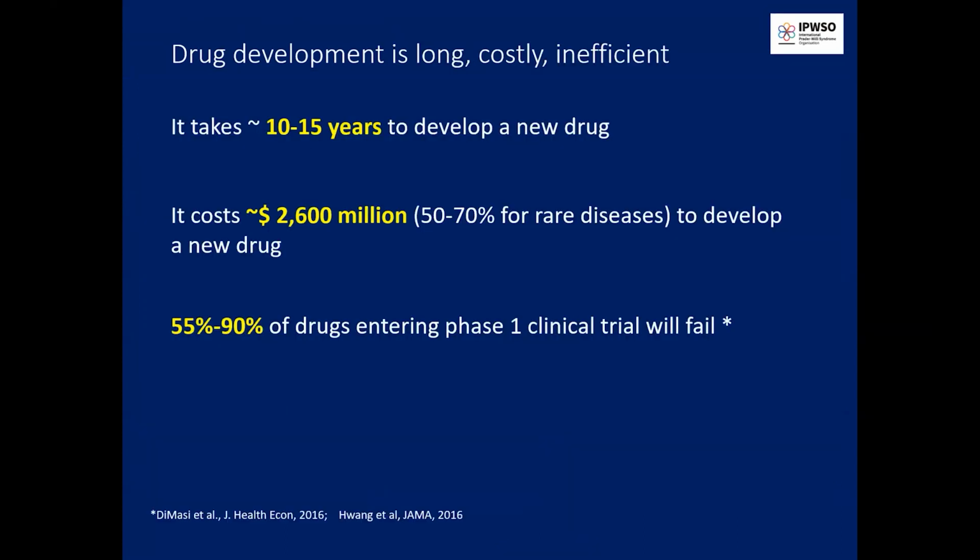So this drug development is long. It takes about 10 to 15 years to develop a new drug. It is very costly. It's estimated for a common disease to cost about $2.6 billion to develop a new drug. It's a little bit less for a drug for rare disorders. And it's a very inefficient process, since 55 to 90% of drugs that enter phase 1 clinical trial will fail.